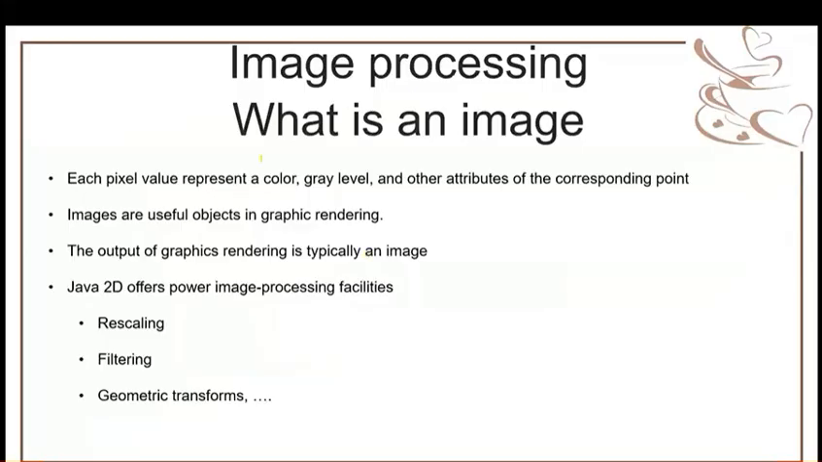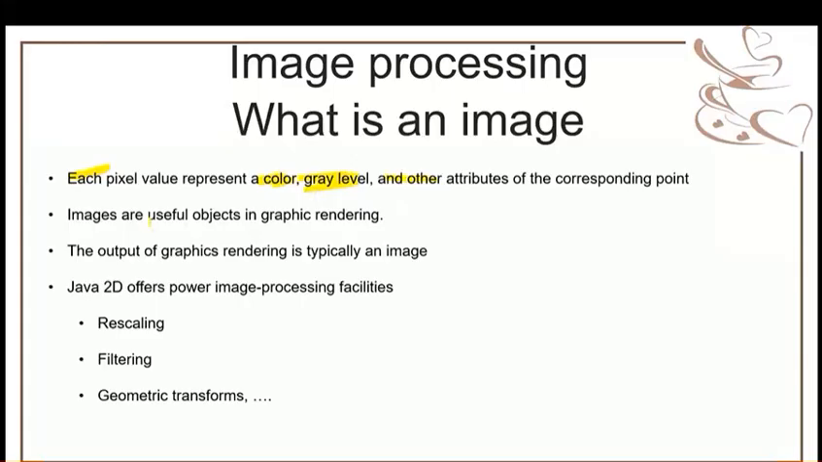Now, what is image processing? Each pixel here represents a color, gray level, or another attribute. It can be a binary value, black or white. Here, color means the RGB color space. Gray level means the grayscale color space, and we can also have a binary image.